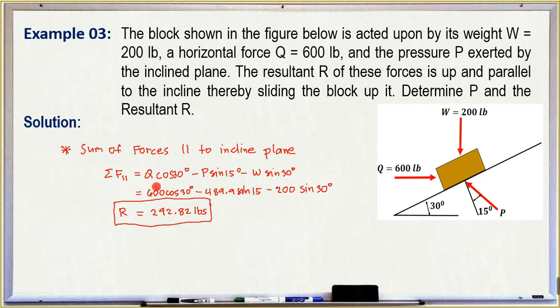Of course, when we sum the forces, the answer is a positive value, meaning the movement is upwards up the inclined plane. Any questions about this? Understood?